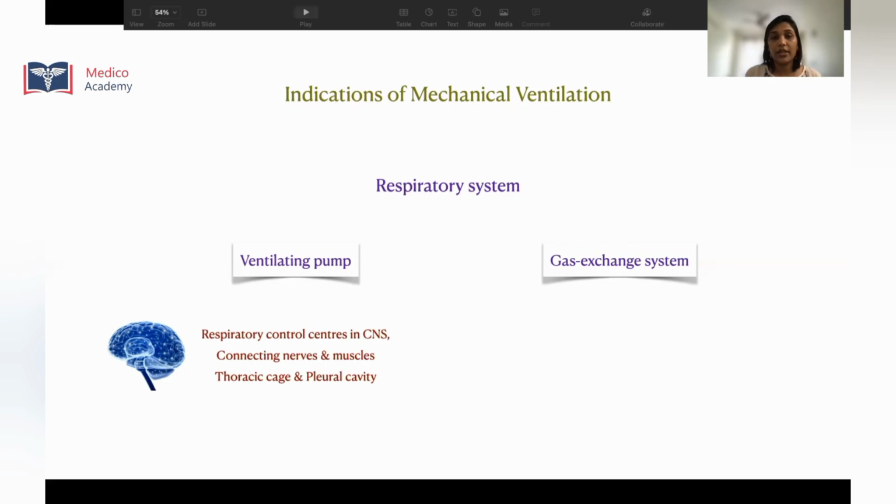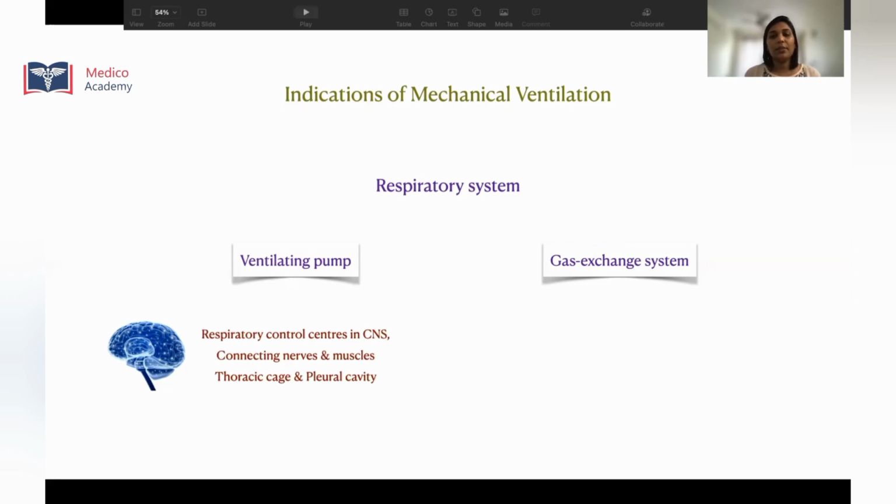Problems with the thoracic cage, a good example would be a flail chest injury, or problems with the pleural cavity such as a tension pneumothorax or a massive hemothorax. So these can result in ventilating pump failure. The lung is unable to expand properly and unable to exchange. So in these cases, you may require mechanical ventilation, and also you need to take care of the cause as well.